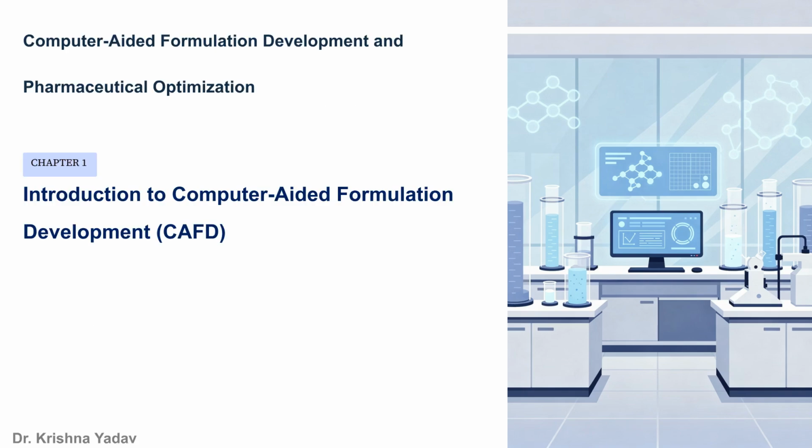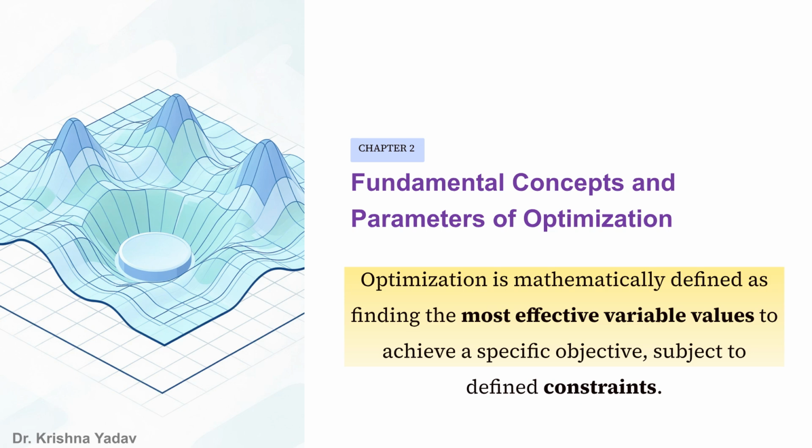We begin with Chapter 1, Introduction to Computer-Aided Formulation Development, or CAFD, focusing on formulation development and pharmaceutical optimization. Chapter 2 covers the fundamental concepts and parameters of optimization. Optimization is defined as finding the most effective variable values to achieve a specific objective, subject to defined constraints.